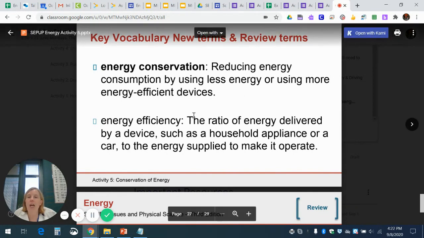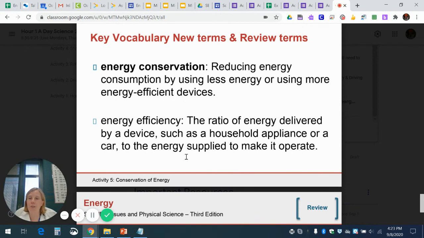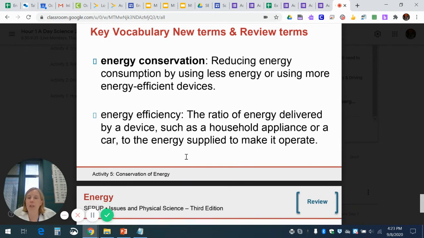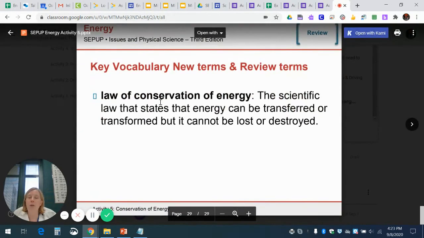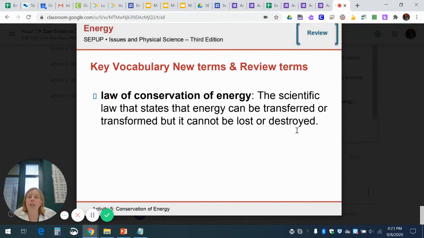And we have our new vocabulary words in bold, and our returned vocabulary are not bolded. You can copy and paste these definitions as your book definitions for your vocabulary notebook. So we go through into the end. And then here again, we have the law of conservation of energy is the scientific law that states that energy can be transferred or transformed, but cannot be lost or destroyed. And I would add, or created.